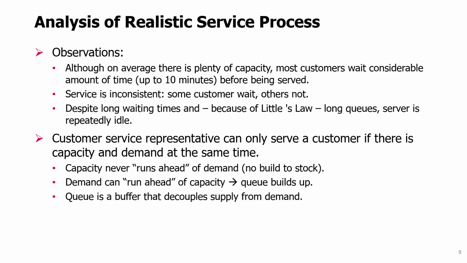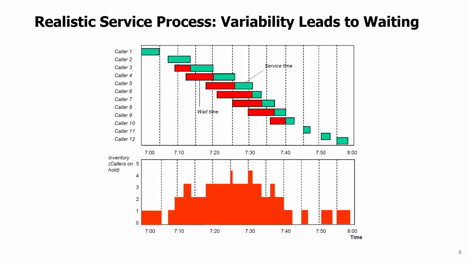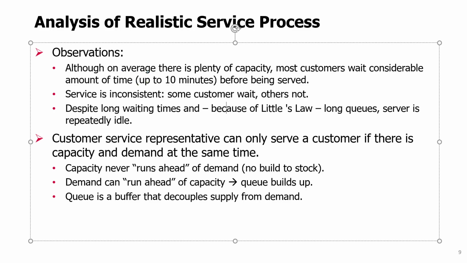So some observations of this realistic service process. Although on average there is plenty of capacity, most customers wait considerable amount of time, up to even 10 minutes, right? There are some customers who wait here quite a long time, up to 10 minutes. Service is inconsistent also. Notice that some customers wait up to 10 minutes, while others do not wait at all. And despite long waiting times, and because of long queues, right? If there is long average waiting time, that must mean also there is long inventory when measured in the waiting line in the queue.